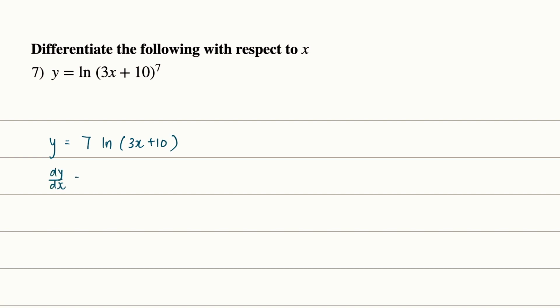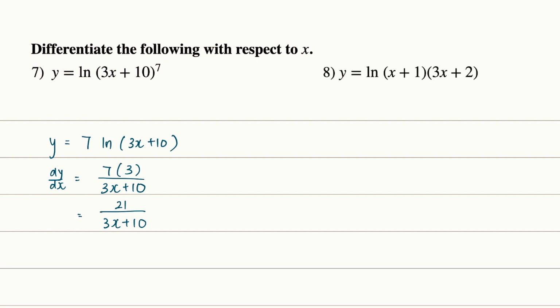dy over dx will then be equal to 7 multiplied by the derivative of 3x plus 10, which is 3, over the original expression, 3x plus 10. And this will be equal to 21 over 3x plus 10. It is that straightforward and easy. Right, let's take a look at question number 8 right now.